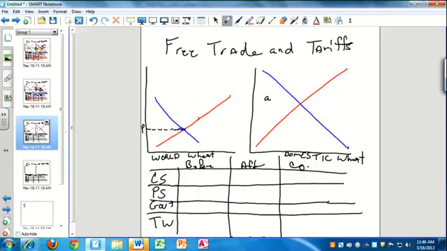A, B, C. I better do this. Let's walk this across.